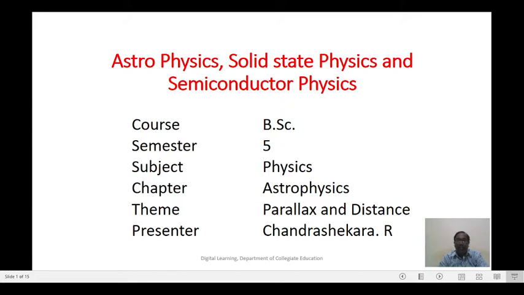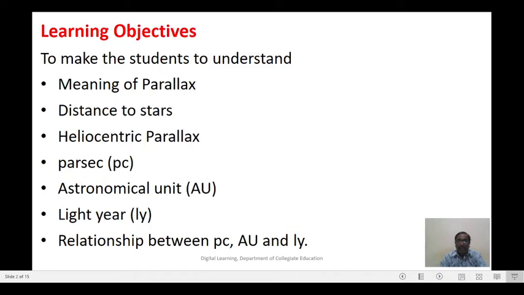Today I am going to talk about the parallax and distance chapter in astrophysics for BSc 5th Sem students. In this class, the students will learn about the meaning of parallax, distance to stars, that is how to calculate the distance of the stars by knowing their parallax, heliocentric parallax, definition of parsec, definition of astronomical unit, definition of light year, and relationship between parsec, astronomical unit, and light year.